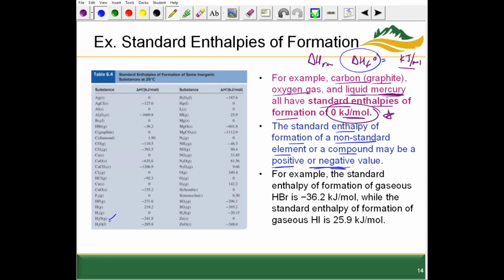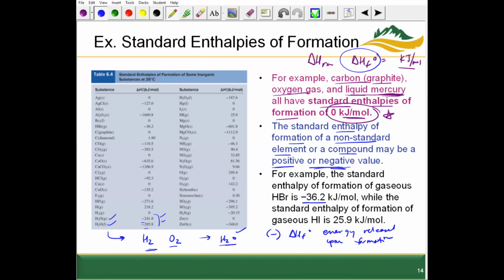Notice for water as a gas and a liquid, these are both non-zero standard enthalpies of formation. That's because water is made up of both H2 and O2, so really the form of H2O is not the most stable form of these individual elements. So the standard enthalpies of formation for water have a non-zero value. Then this negative sign for delta H of formation, that means that energy is released upon formation.